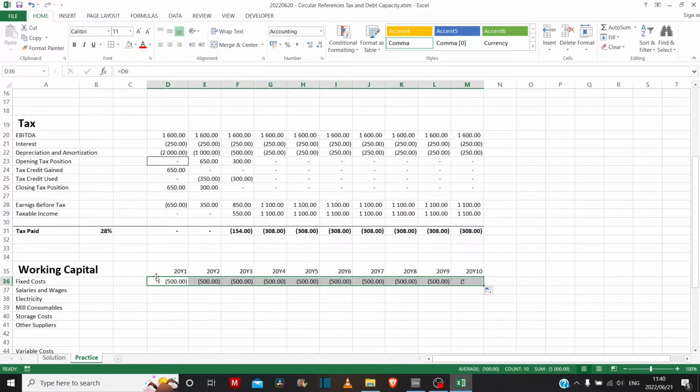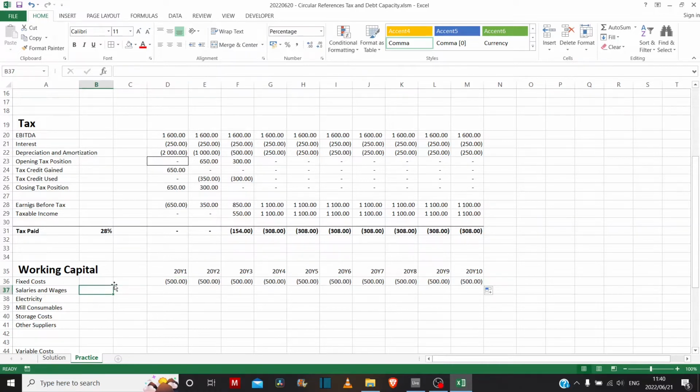Looking at our fixed costs, we can just link this line again to the top and drag that across. So these are just our fixed costs which are incurred throughout the life of this model. We can then split up these fixed costs. Let's assume that we had the granularity in the model and the information that we required in order to determine that of these fixed costs, 50% would be due to salaries and wages. Let's say maybe 20% would be electricity, and then the rest would just be 10% for mill consumables, storage costs, and other suppliers.